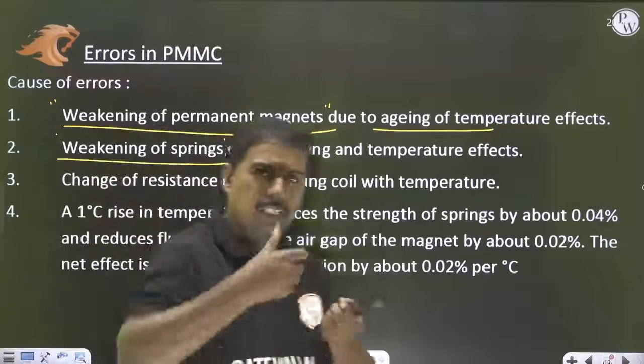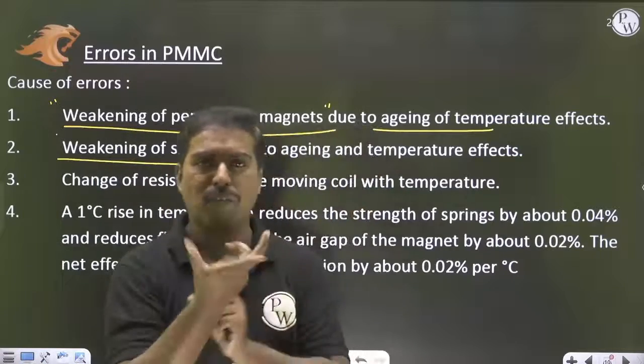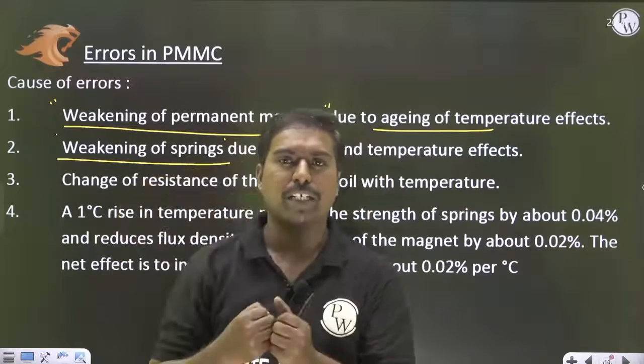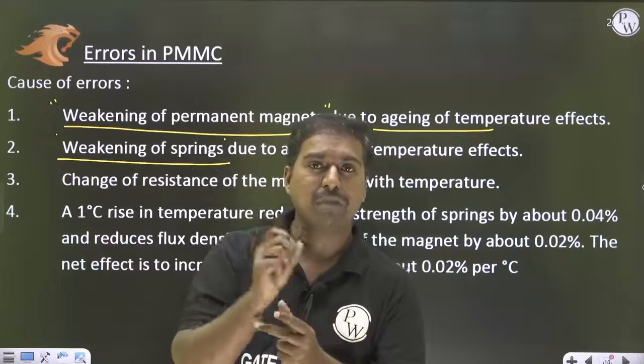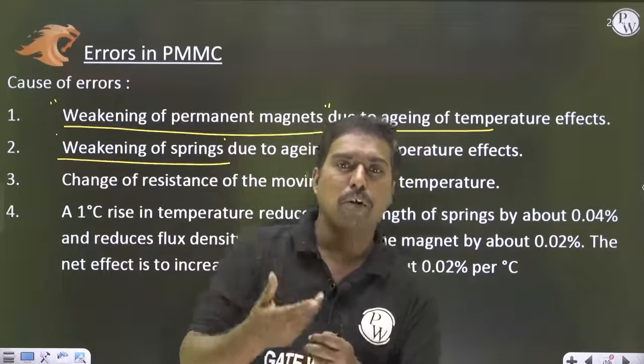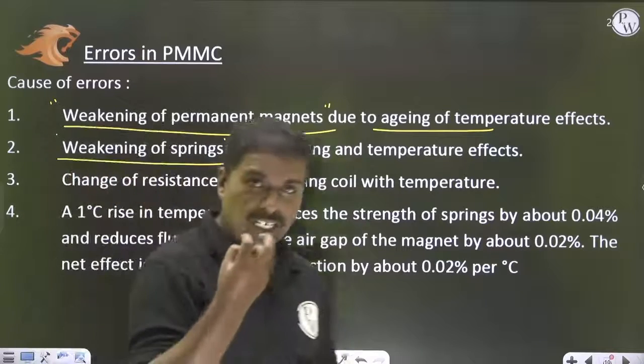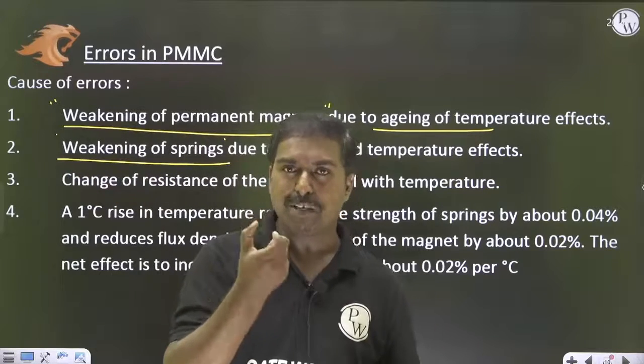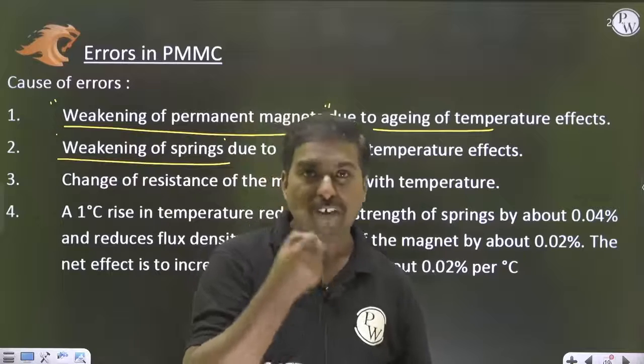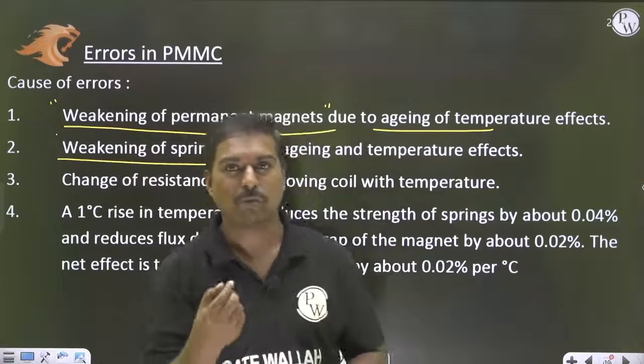Springs, when they're compressing, that means whenever there is a deflection, the springs are opposing in this direction, right? So over a period of time, there will be a certain effect on their frictional behavior. The springs may lose their stiffness. Every spring has a certain stiffness. That is what we call K.